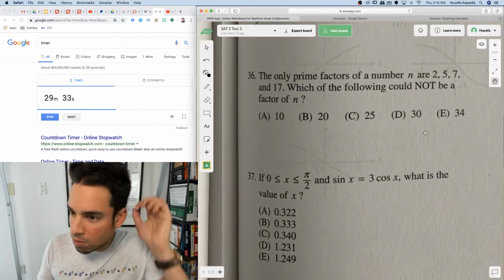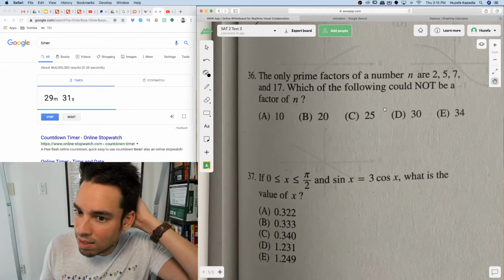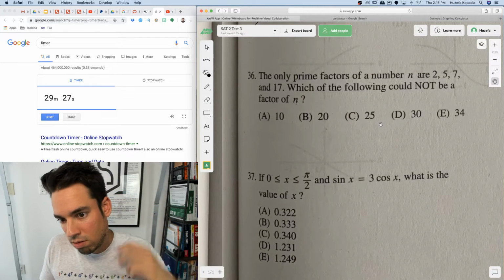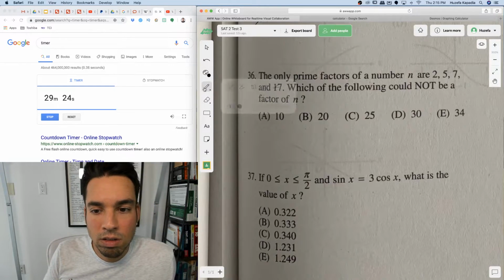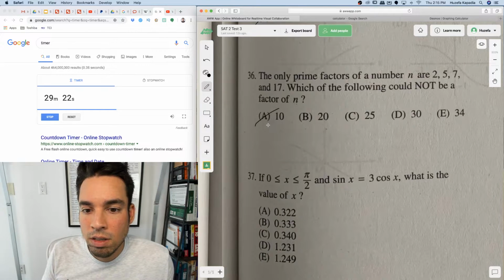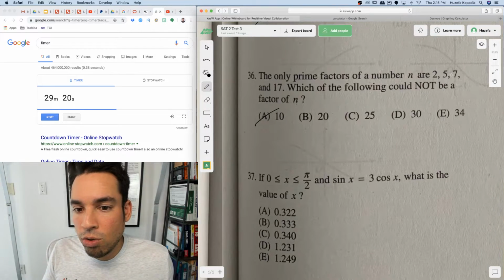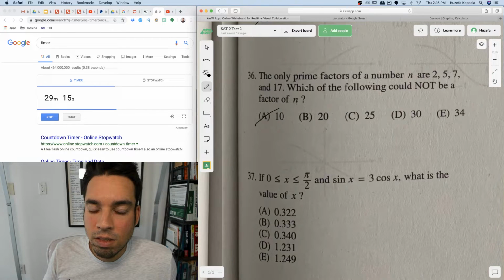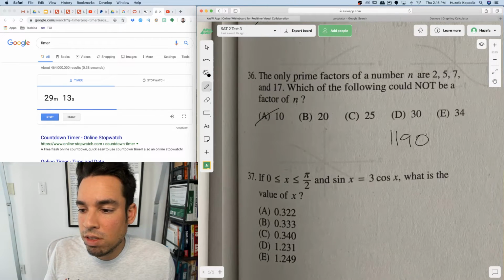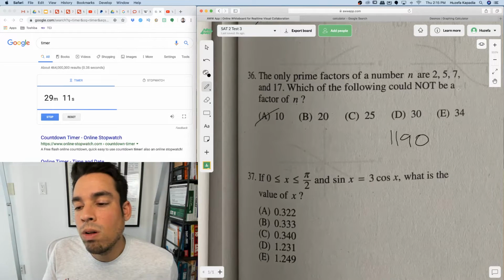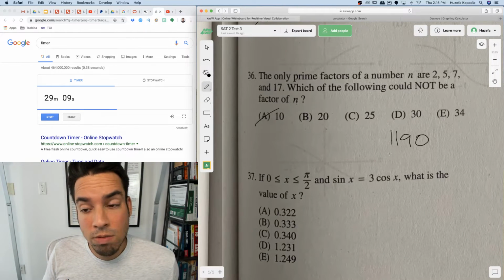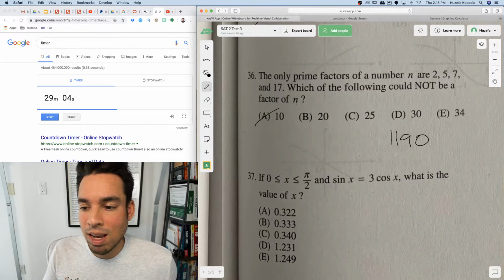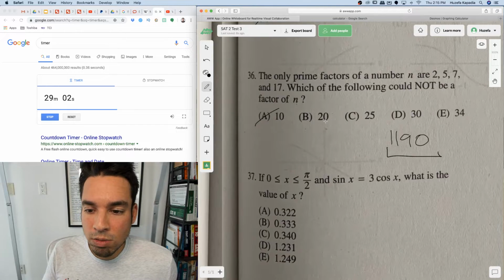The only prime factors of a number n are 2, 5, 7, and 17. Which of the following could not be a factor of n? Well, 10 would be a factor because if 2 and 5 and the number is 10, 70. The number is obviously this. If it's saying the only prime factors, well, at least that. It could be more, right? Because it could have multiple 2s, multiple 5s, I don't know. But at a minimum, it's got to be this number. It's clearly divisible by 10.